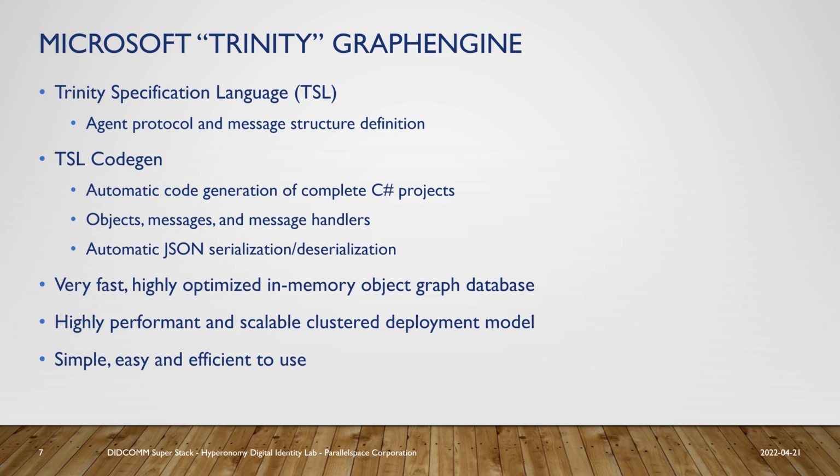It has a highly performant and scalable cluster deployment model so that you can have multiple instances of a Trinity server, which is the underlying implementation of a decentralized agent, on a single machine, or you can have those agents deployed in a cluster across multiple machines, and then you can have multiple distinct clusters. In general, you'll find that using Trinity and using TSL supported by the automatic code generation makes things simple, easy, and very efficient to use.